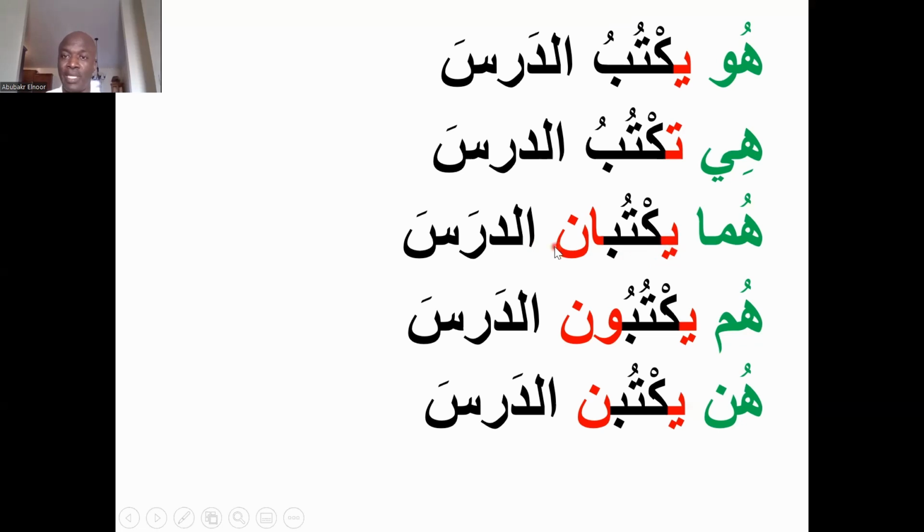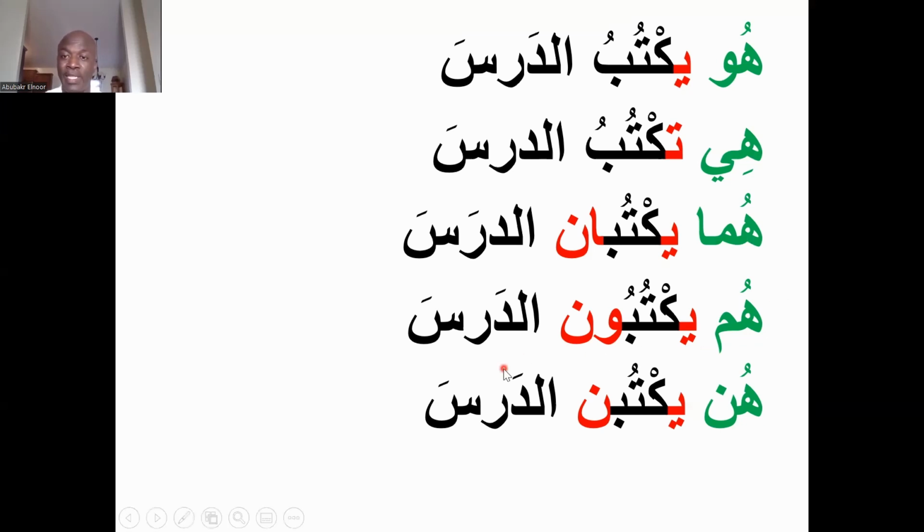So this is the present tense. هم يكتبون الدرس. هم, they, masculine plural. They, هم يكتبون, they are writing the lesson, or they write the lesson. Both in this case are right, because we're not 100% sure which one, but that's the present tense.